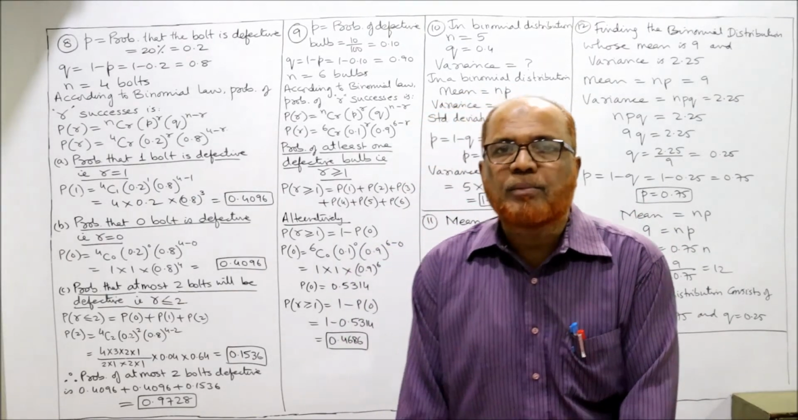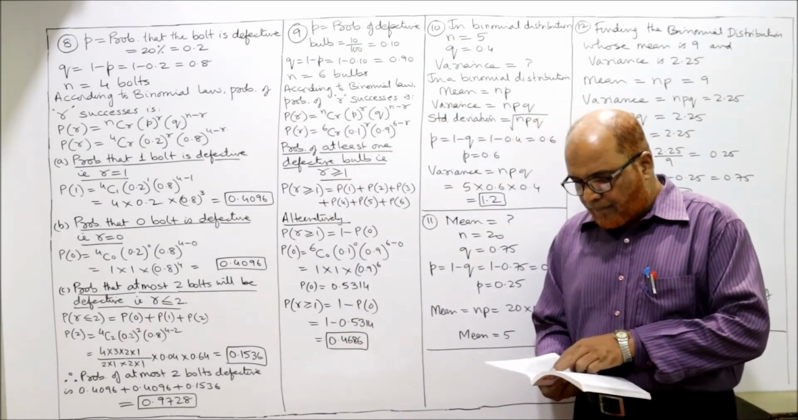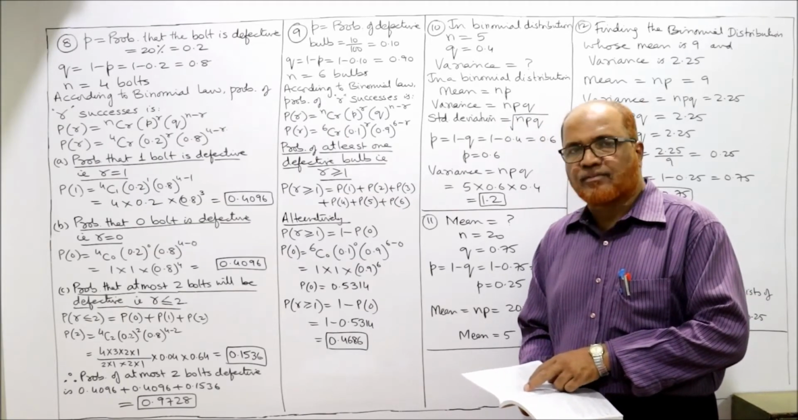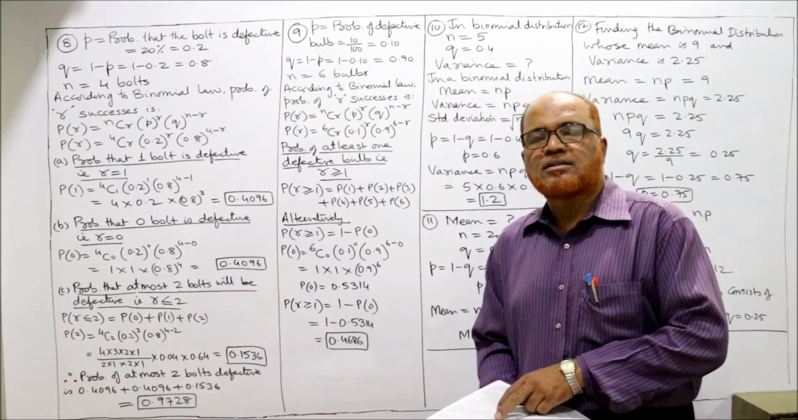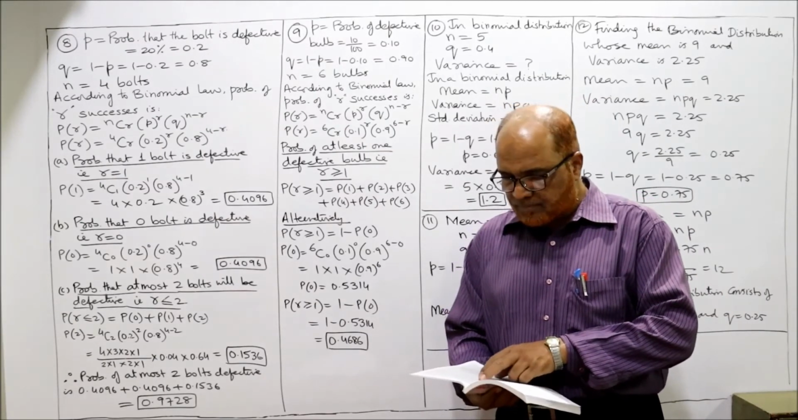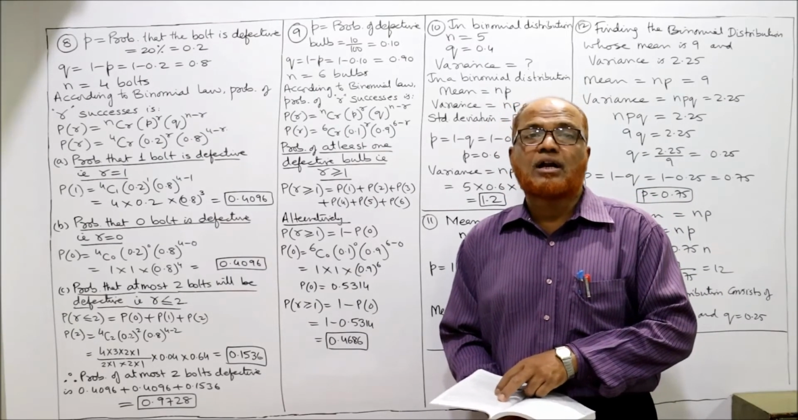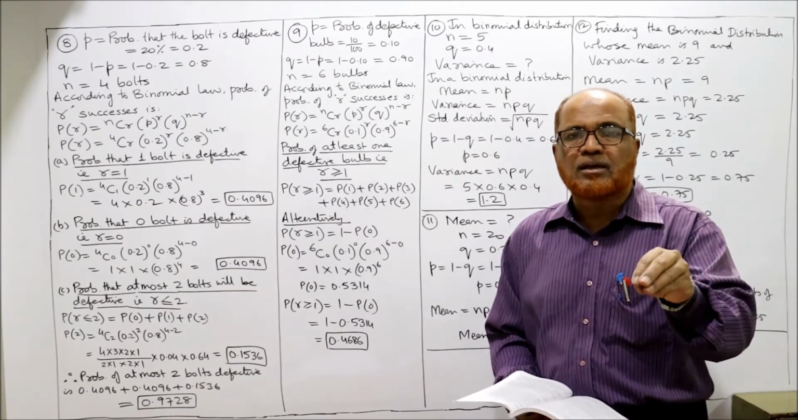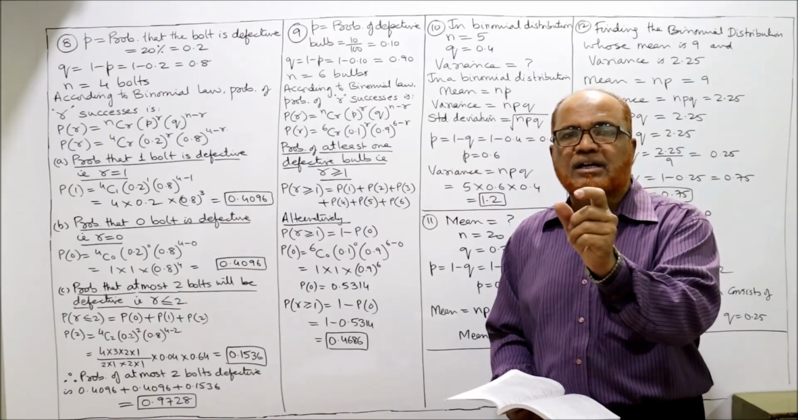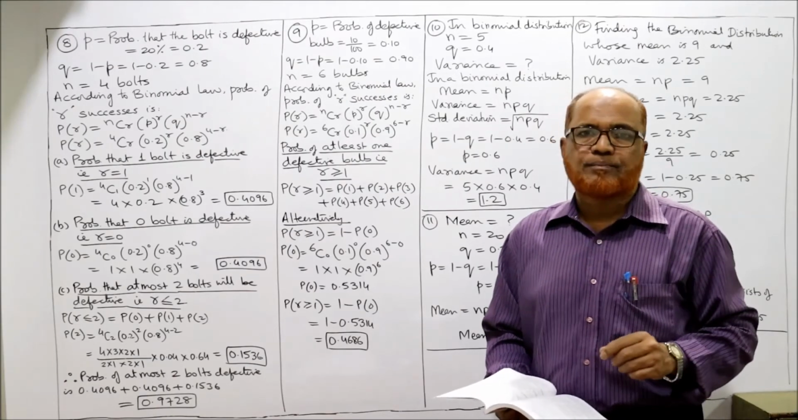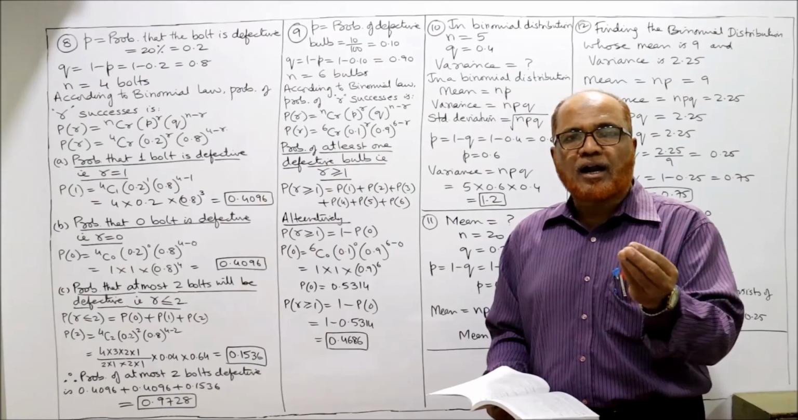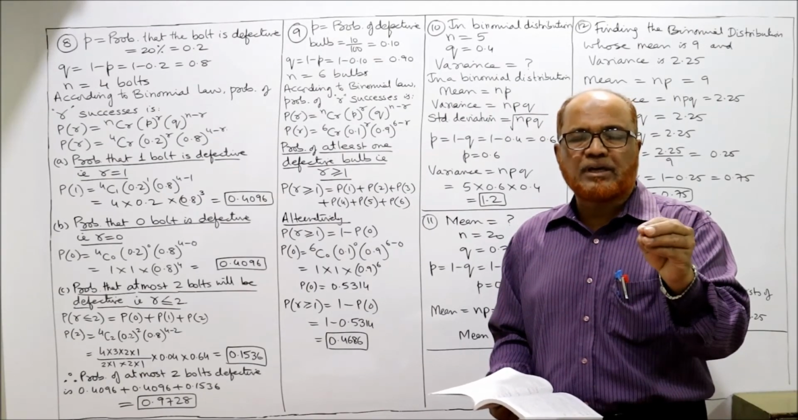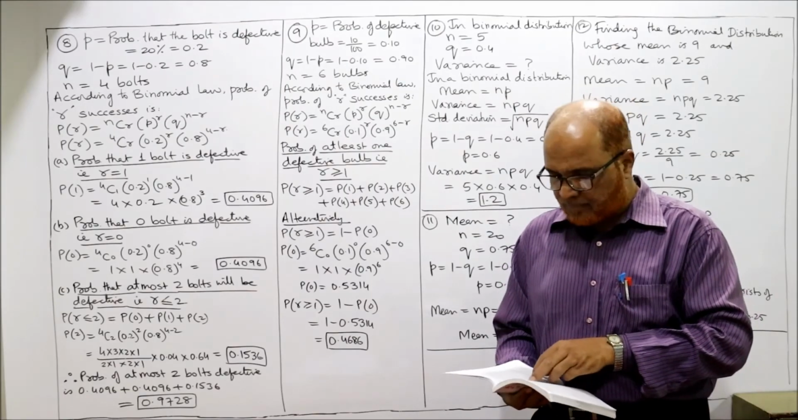Now I am reading out problem number 9. A bag of 100 bulbs from a manufacturing company is known to contain 10 defectives. It is expected that 10 defective bulbs will be there in a bag of 100 bulbs. So 10 bulbs out of 100 can be defective. So the probability of a defective bulb will be 10 by 100. So P is equal to 10 by 100, 0.1.